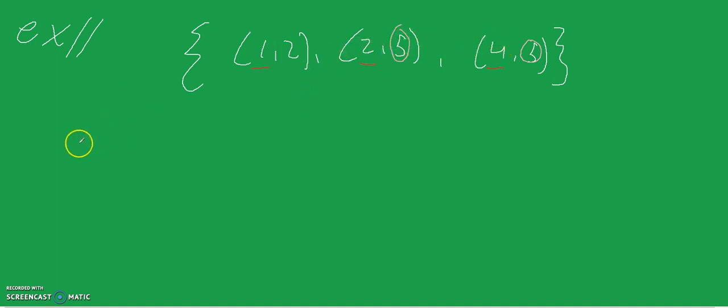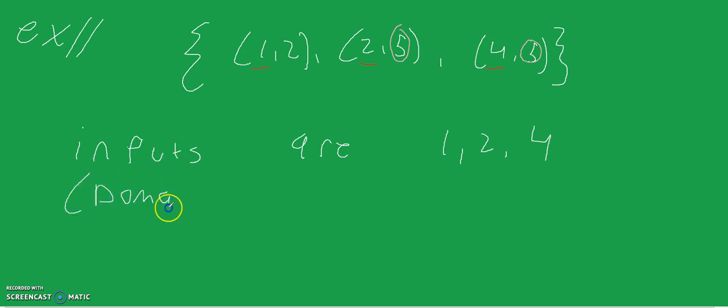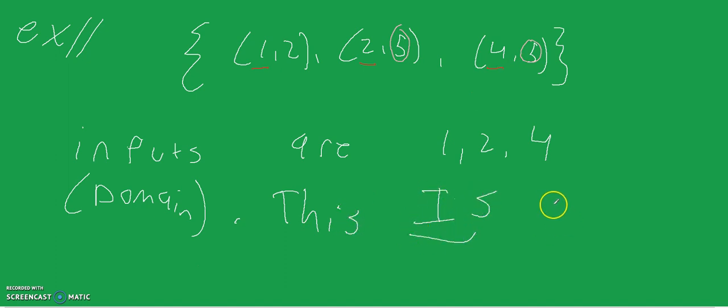All right. So my inputs are 1, 2, and 4, which inputs is basically the same thing as the domain. And then we look at the outputs for those. The 1 is assigned to the 2, the 2 is assigned to the 5, and the 4 is assigned to the 5. They only go to one output. That means that this relation is a function. So this is a function.